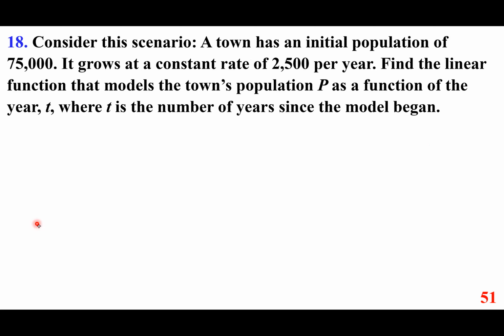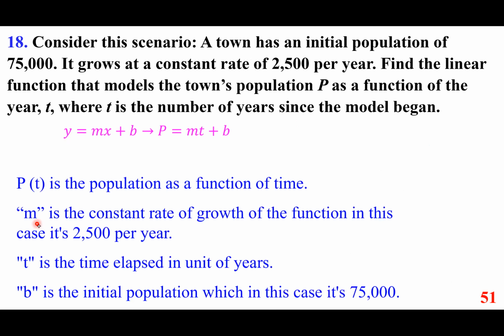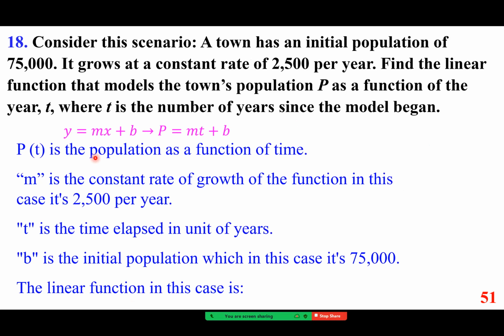Excellent. In essence, we are using y = mx + b. In this case, we're going to change the y to P and x to t. So there's some explanation here. P of t is the population as a function of time. M is the constant rate of growth of the function. In this case, it's 2,500 per year. T is the time elapsed in units of years, and B is the initial population, which in this case is 75,000. The linear function therefore becomes 2,500t + 75,000.